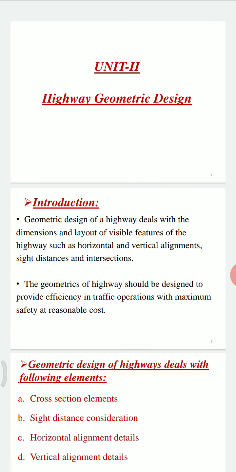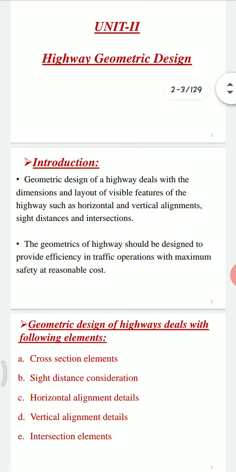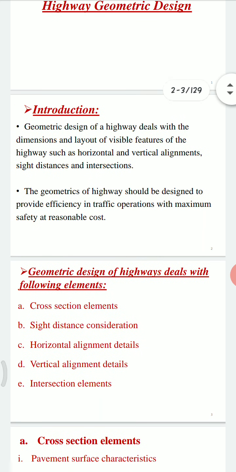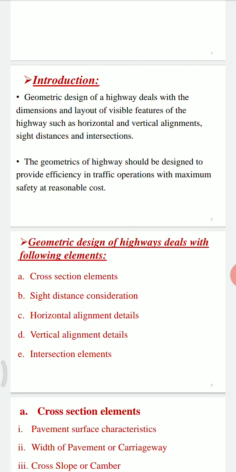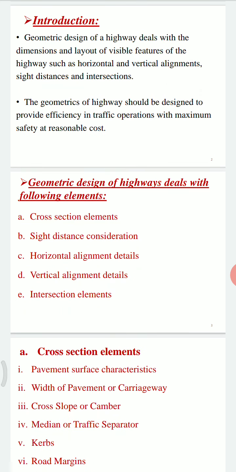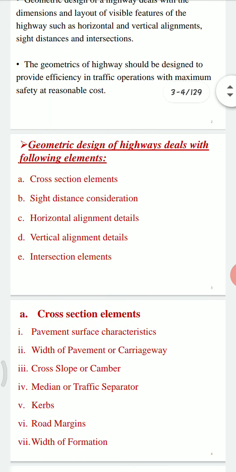All of you know that geometric design deals with the dimensions and layout of visible features of highways, such as horizontal and vertical alignment, sight distance and intersections. Sight distance and intersections we have already dealt with. The geometric design of a highway should also consider traffic operations, and it should be done at a reasonable cost.